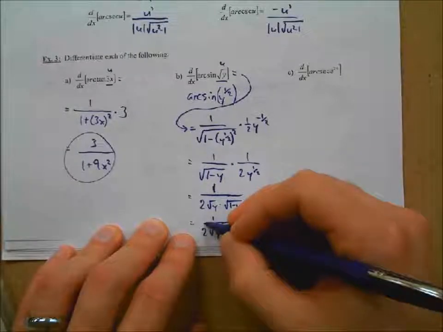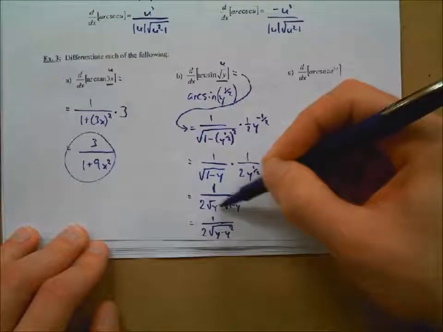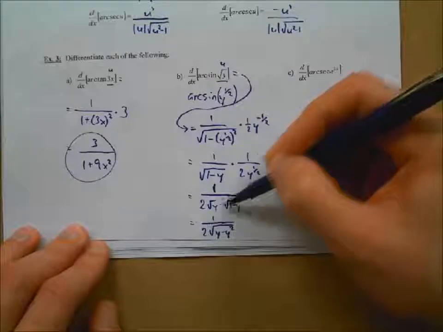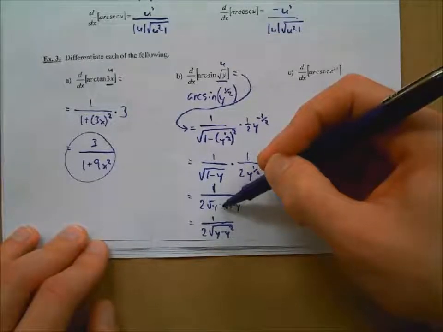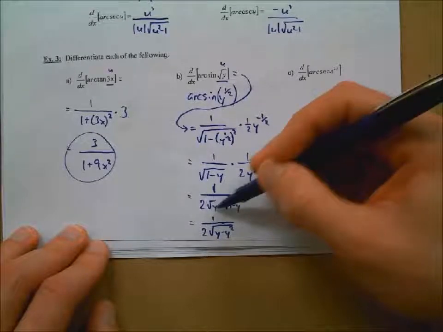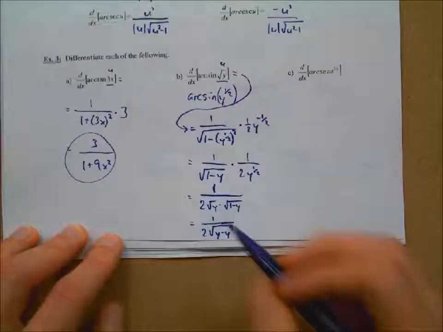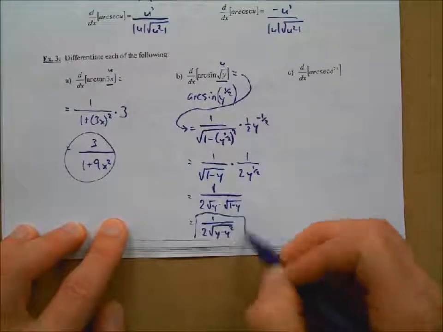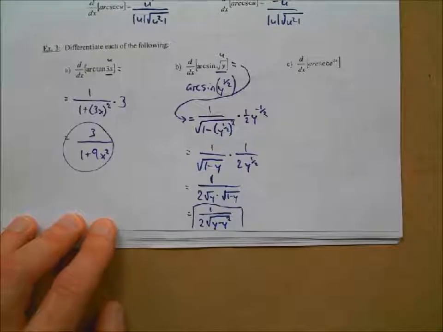Okay, the y and the square root here can combine together with the 1 minus y and the square root here because it's a product. So you just distribute it. Y times the 1, y times the y, so y minus y squared. And that is our simplified derivative.